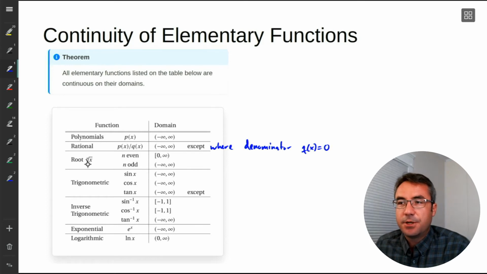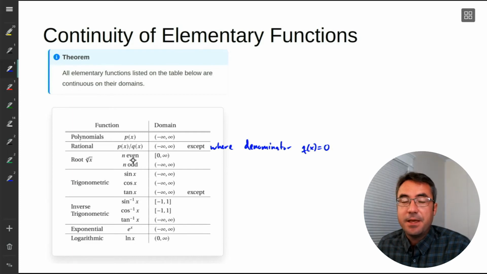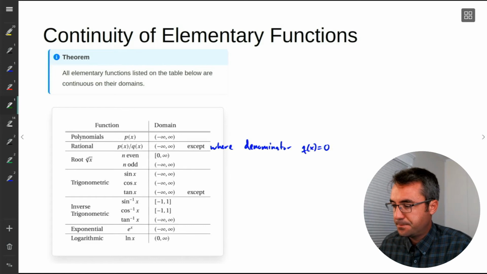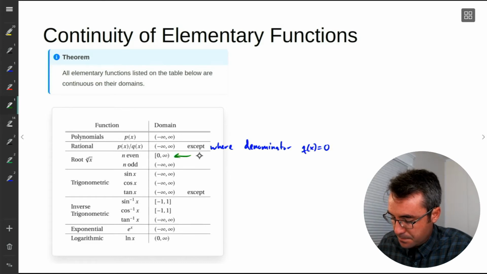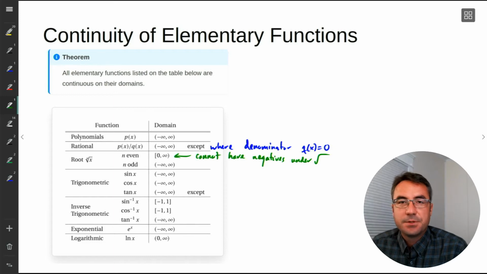Root functions, so the nth root of x, depending on the root, if it's an odd root, well then it's always defined for all real numbers. If it's an even root, we know we can't plug negative numbers into an even root. So just a little note here for the even root. Cannot have negatives. So we're just going through the usual things that give us issues. No division by 0, no negatives under square root signs, things like this.